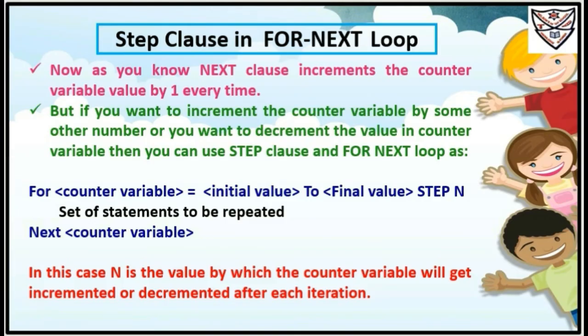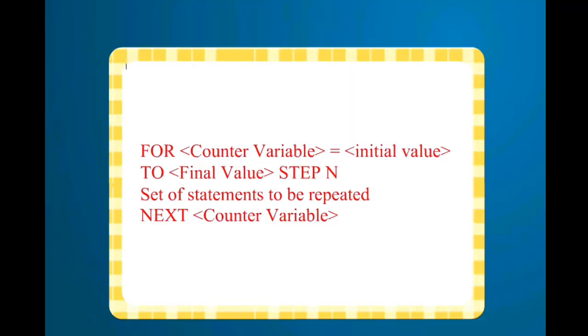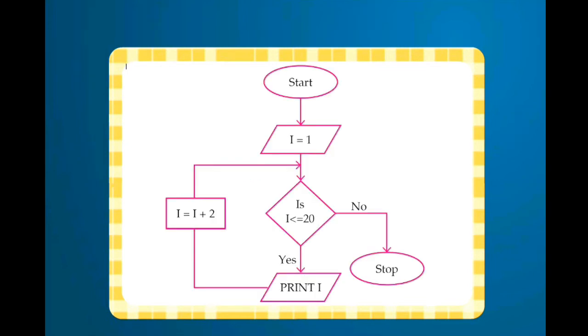Step clause in for next loop. Now as you know, the next clause increments the counter variable by 1 every time. But if you want to increment the counter variable by some other number, or you have to decrement the value in the counter variable, then you can use the step clause in the for next loop as: for counter variable equals initial value to final value step n, set of statements to be repeated, next counter variable. In this case, n is the value by which the counter variable will get incremented or decremented after each iteration.